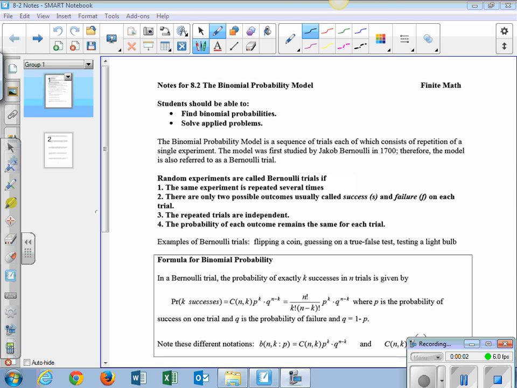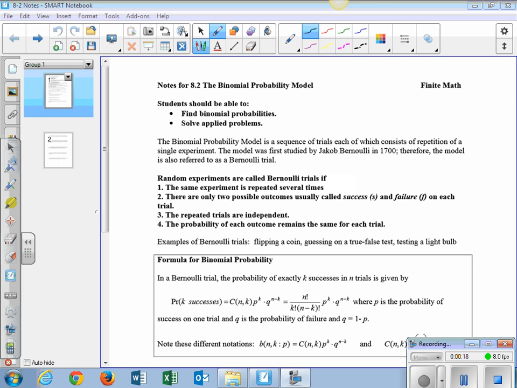Okay, so today the lesson is section 8.2, the binomial probability model. At the top of the page, if you would read that with me, it says students should be able to find the binomial probabilities and solve applied problems. So what is a probability model?